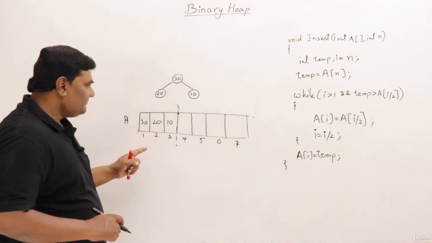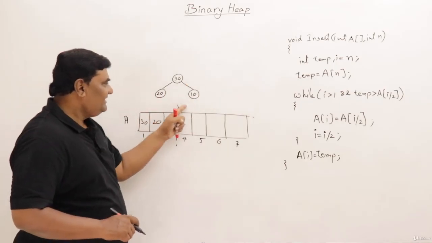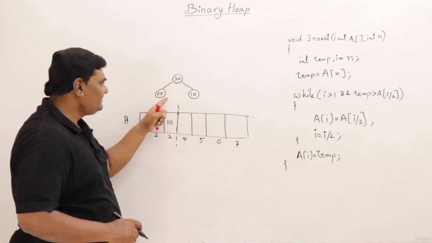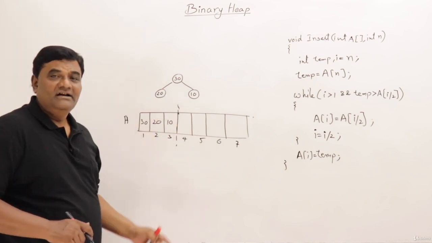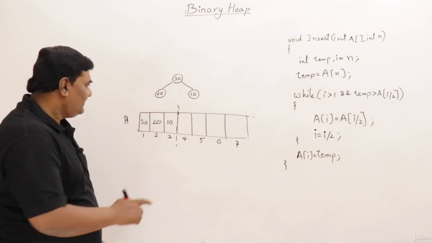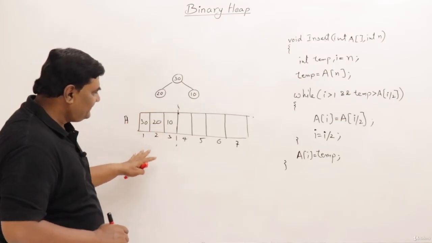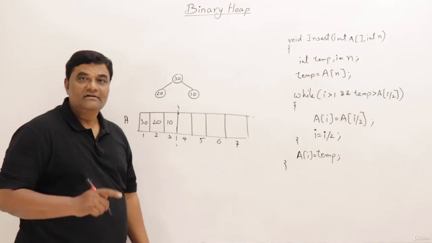See, here I have an example. This is a max heap with the 3 elements 30, 20, 10. 30 is greater than these two, so yes, it's a max heap, and also it's a complete binary tree. It is there in the array. So these 3 elements are forming a heap.